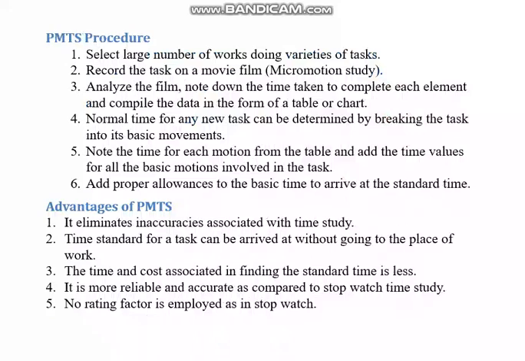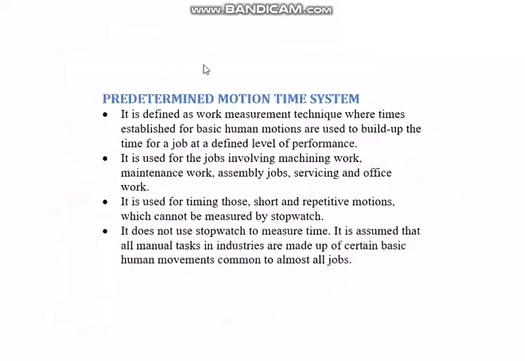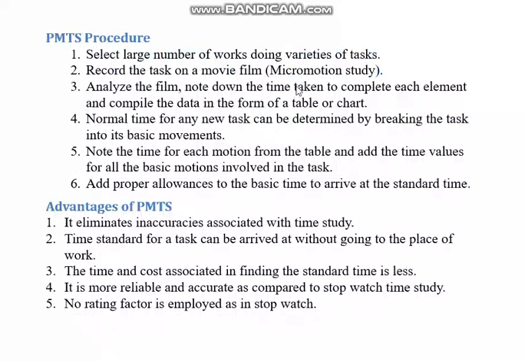Now let us see the procedure, and see if we can understand this PMTS procedure in a better way. First, select a large number of workers doing a variety of tasks. Then record the task on a movie film, a micro motion study. You cannot measure by stopwatch because it is so fast, so for that you take a micro motion study on movie film.